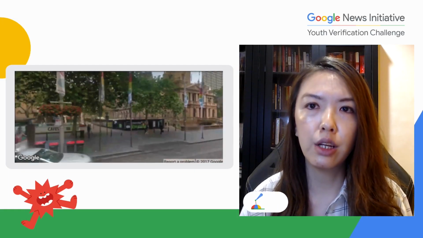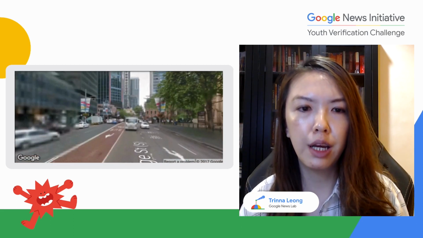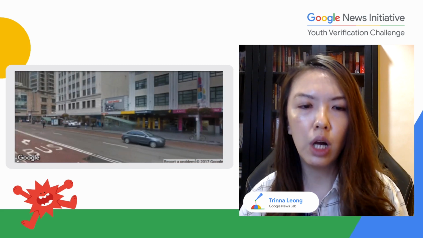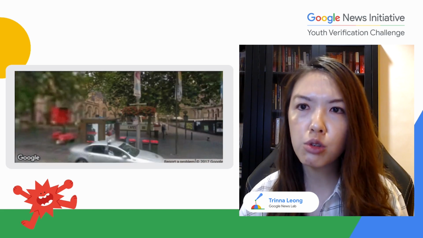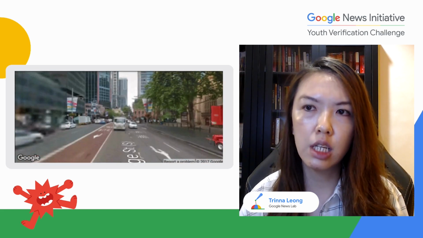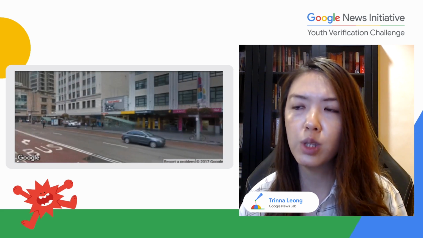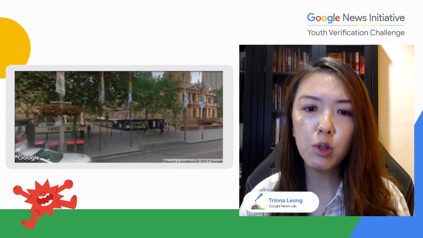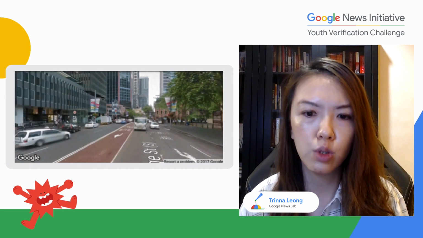Now, first we'll look at Google Street View, and we understand that when we want to verify an image or a video, one of the key things that we need to be able to verify is where it is taken from. And Street View tools are amazing for this because they take you to different parts of the world without ever leaving your seat, and let you look at places at street level views halfway across the world.